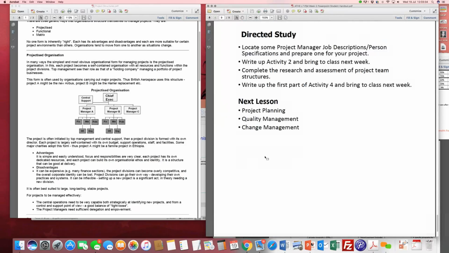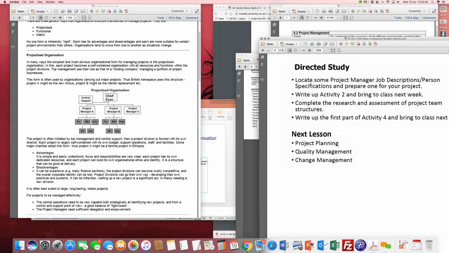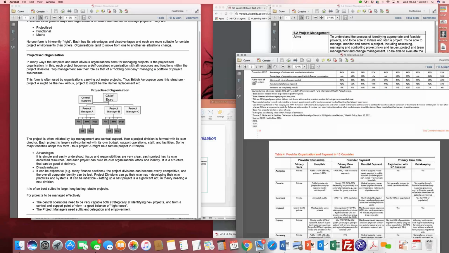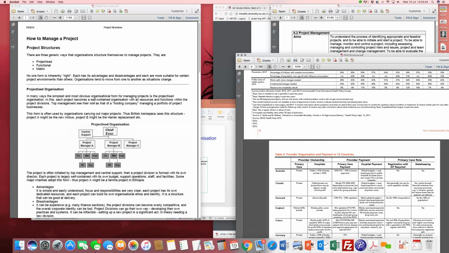Okay. So this is where I'm going to stop today, and I'm going to give you this particular handout for week 1 and week 2. It is the write-up on project structures, how to look at forming up a project structure.